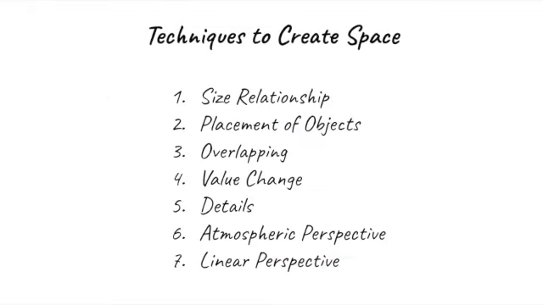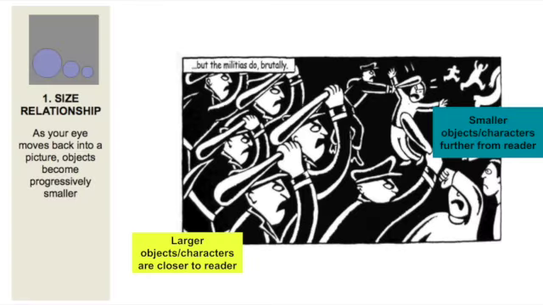Okay, so the main techniques that we're going to be using are size relationships, the placement of our objects, using overlapping, changes in value, consideration of detail, atmospheric perspective, and linear perspective. And we're going to go through each of these seven different strategies or techniques individually in order to help you figure out how to use them in your own work.